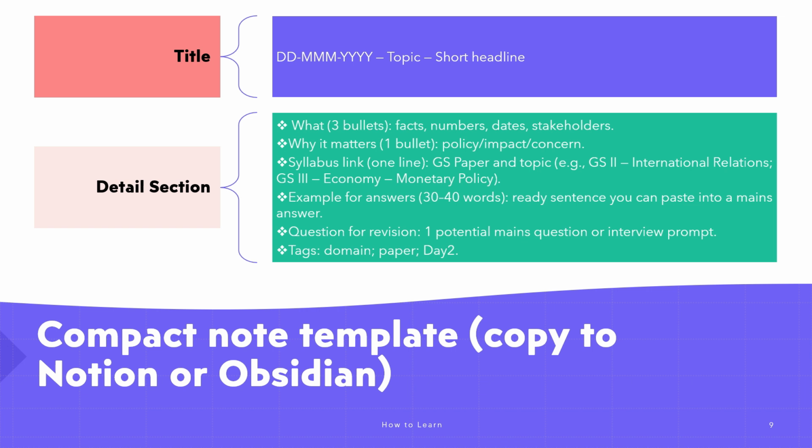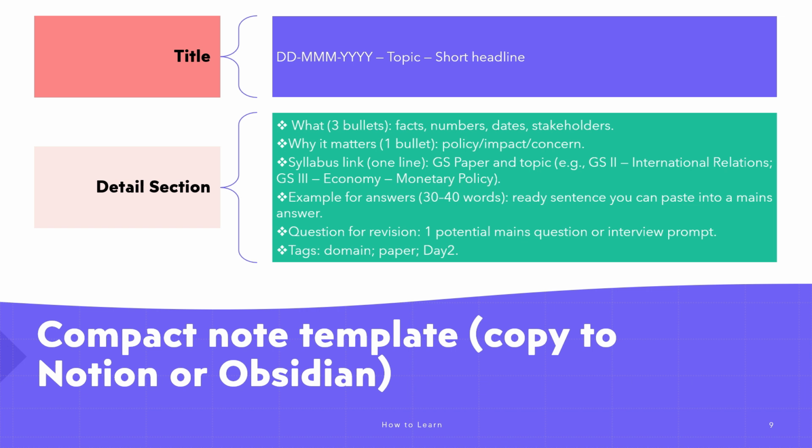Compact note template, copy to Notion or Obsidian. Title: YYYYMMDD, topic, short headline. What: 3 bullets. Facts, numbers, dates, stakeholders. Why it matters: 1 bullet. Policy or impact or concern. Syllabus link, 1 line. GS paper and topic, example: GS2 International Relations, GS3 Economy Monetary Policy.